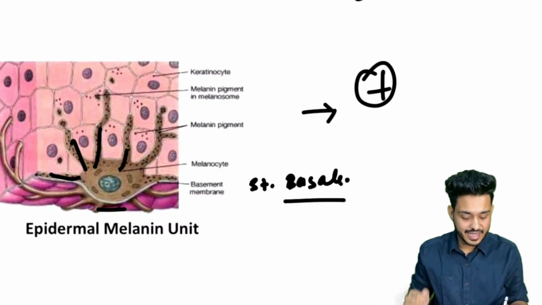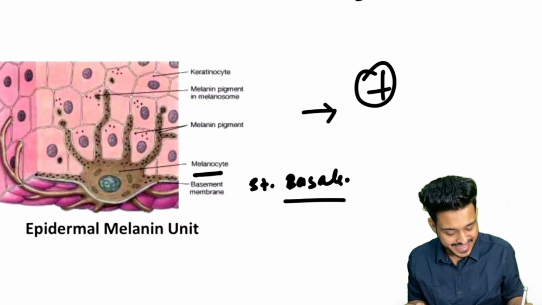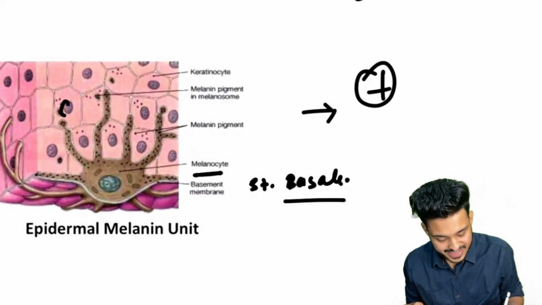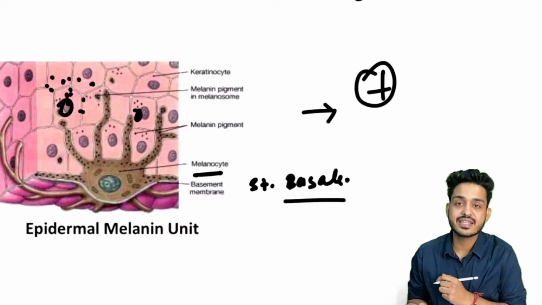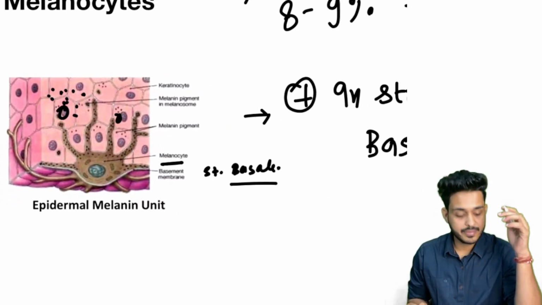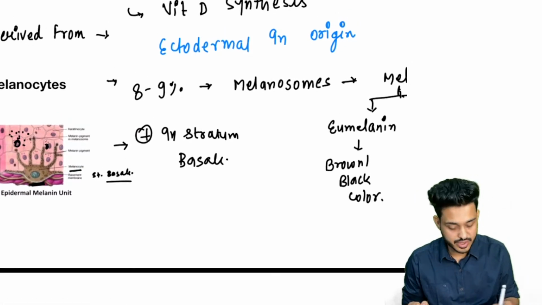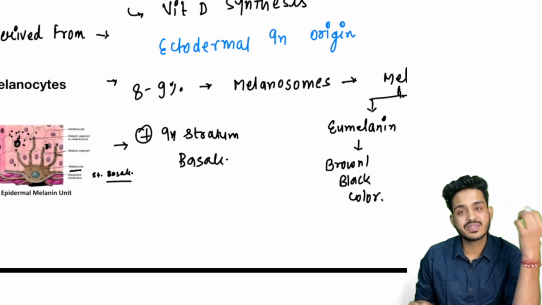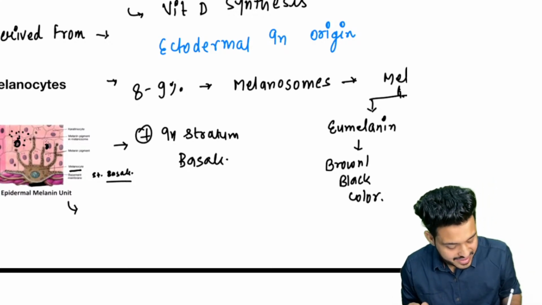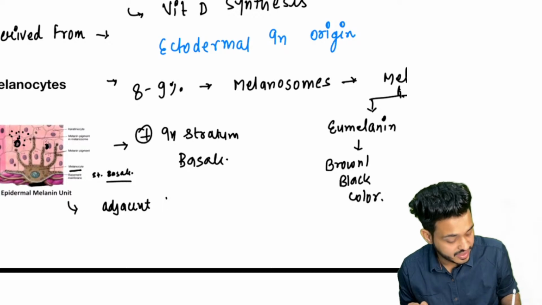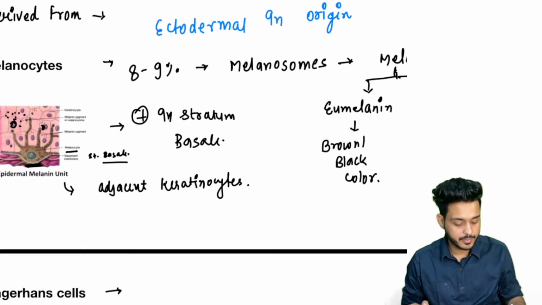Okay, so this is a dendritic cell, and now what will happen? This melanocyte will be secreting melanosomes, and those melanosomes will be providing melanin to adjacent keratinocytes. Okay, now what will happen? Look here. These are your melanosomes. Okay, these are your melanocytes. Means melanocytes will be secreting melanosomes, and that melanosome will be giving color to adjacent keratinocytes. Right?